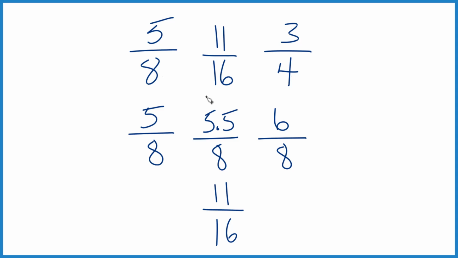Probably a few other ways you could do this. You could get these to be 16ths and then do the comparison, maybe not have the decimal, but it's pretty much the same thing. When you find the fraction halfway between 5/8 and 3/4, it will be 11/16, exactly halfway between.